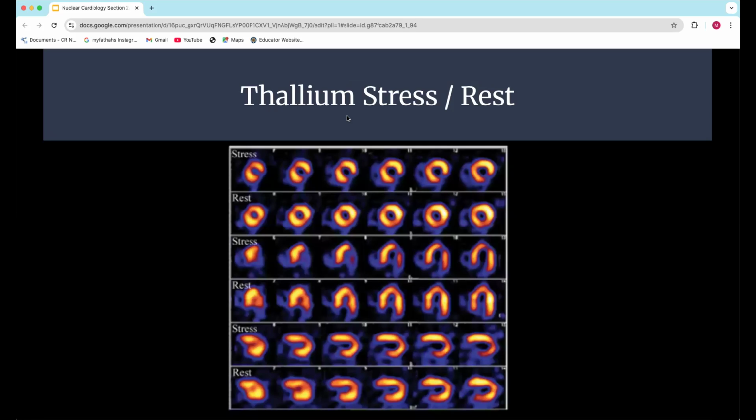So let's look at some pictures. Okay, so you've got your axial view, your horizontal long axis, and your vertical long axis, and the line above is stress, the line below is rest, right? So with this one, what happened with this protocol is you did your stress test first, and it came up, and you'll notice that there's an area of blood flow that's missing, okay? We don't see it there.